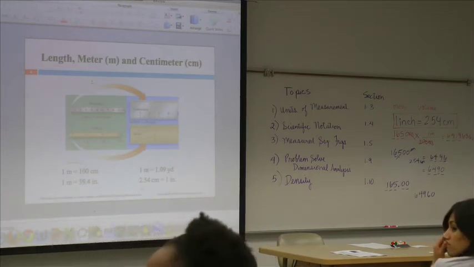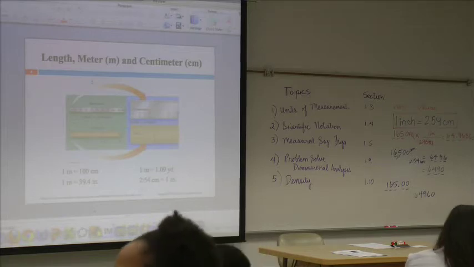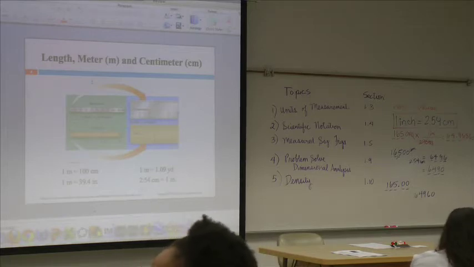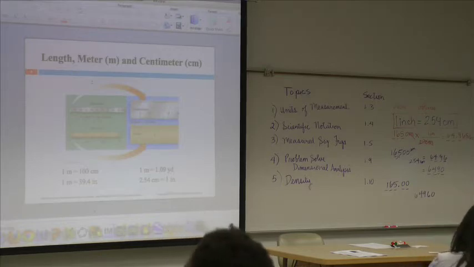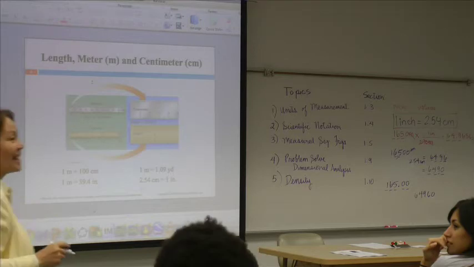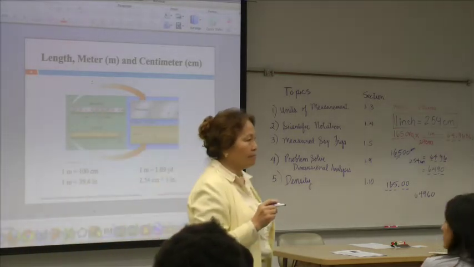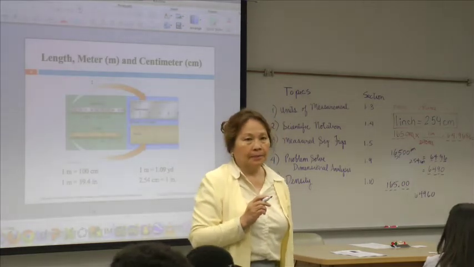So A is 1, and D is 2. C is 3. Now it makes sense. That's why it's good to check the tables, right?